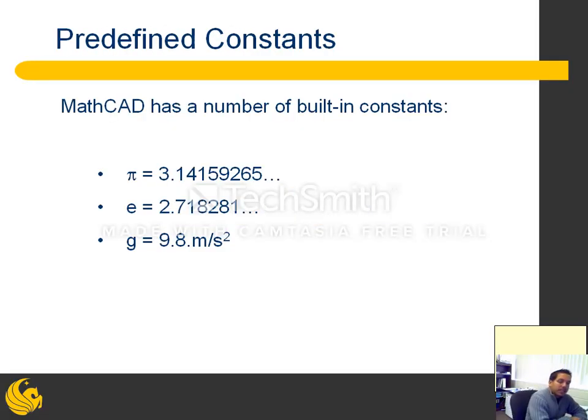Alright, as I said, MathCAD has a set of predefined values that are within constants or just variable letters, and some examples are the value of pi, the value of e, the Neperian number, and g, which is the acceleration of gravity, which is 9.8 in the SI unit system. So let's see.